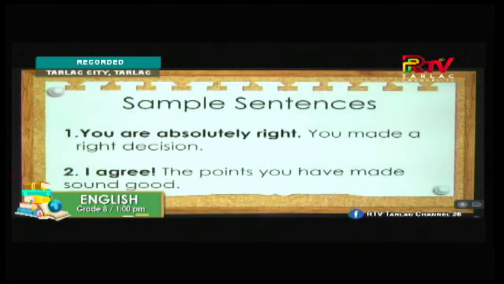Let us take a look at these expressions used in sentences when expressing agreement. Number 1. You are absolutely right. You made the right decision. Number 2. I agree. The points you have made sound good.